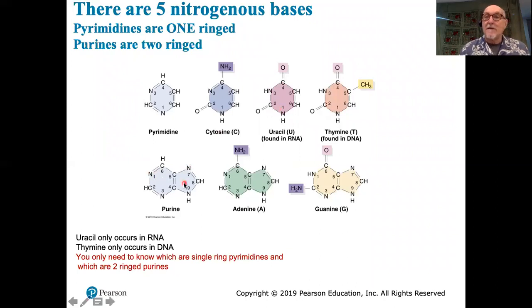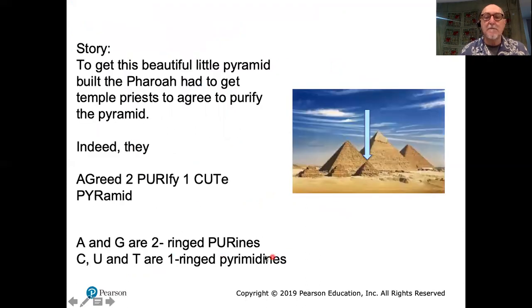The two-ringed structures are purines, and our two purines are adenine and guanine. So that's all very confusing. You've got to kind of know, oh, it's a one ring, oh, it's a two ring, pyrimidine. So I'm going to tell you a little story. And I'll just do this very briefly. I usually spin this out with great drama in class, but I'll just tell you this little piece of ancient history.